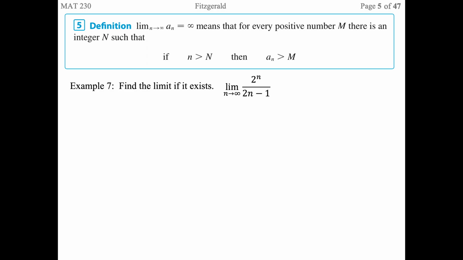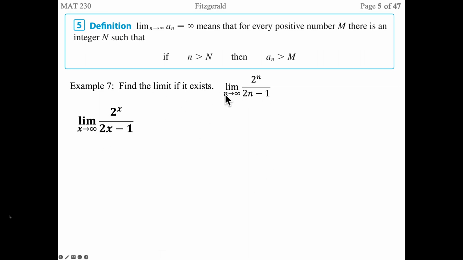All right, our next definition: the limit as n approaches infinity of a sub n is equal to infinity means that for every positive number, capital M, there is an integer, capital N, such that if n is greater than capital N, then a sub n is greater than capital M. Find the limit if it exists.